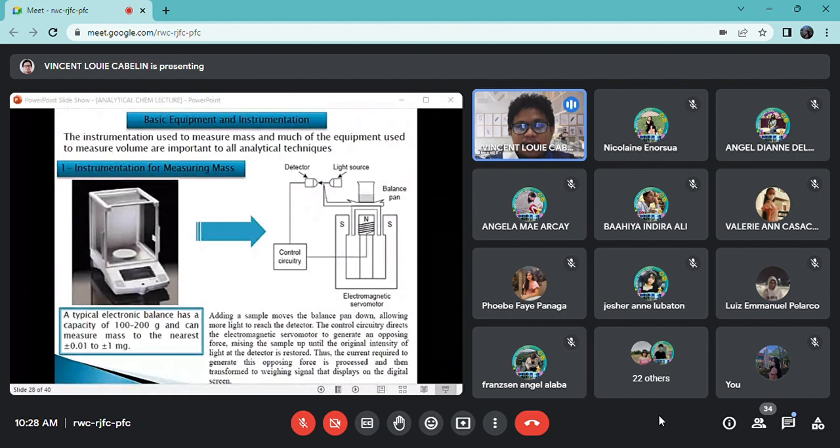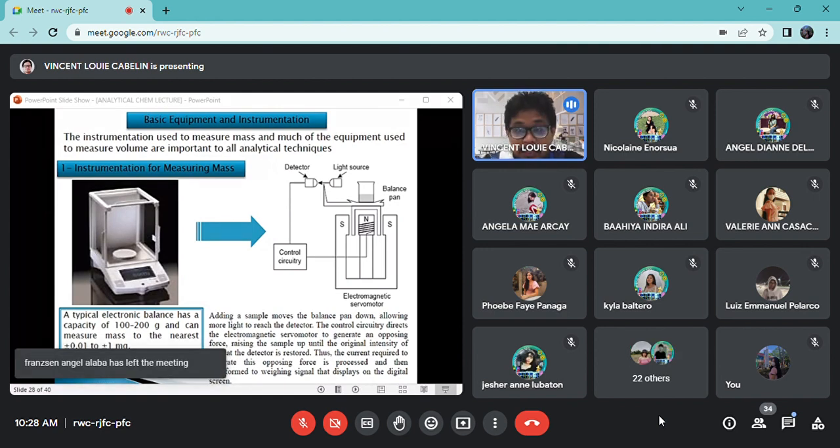Medyo tandaan niyo, habang lumalaki ang capacity ng isang bagay to measure, may that be mass or volume, the error also increases. Okay, so if you want to measure precisely, you measure it in smaller amounts using powerful and high precision tools. So for mass, the instrument we use usually is your electronic balance.